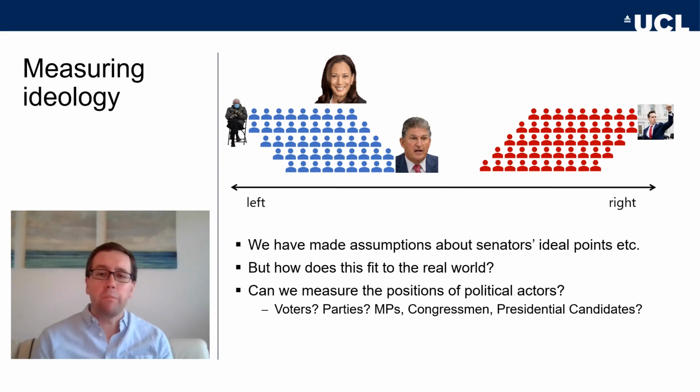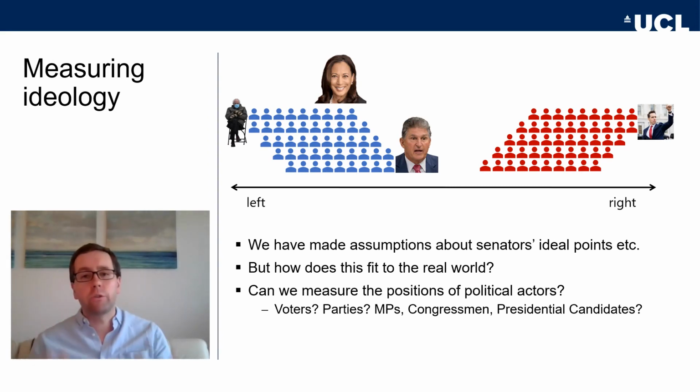We have learned about the median voter theorem and about the spatial model of politics. And we made all sorts of assumptions about political ideology and underlying dimensions. But of course, that's a theoretical model, and we need to test it empirically. We need to think about how this relates to the empirical real world. Can we measure these kinds of things? Is there such a thing as a latent underlying dimension? So that's what we need to talk about.